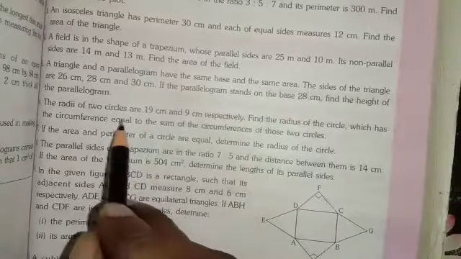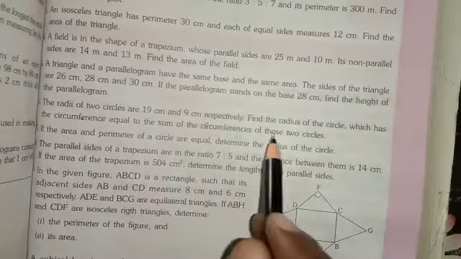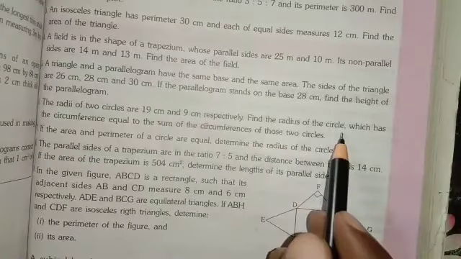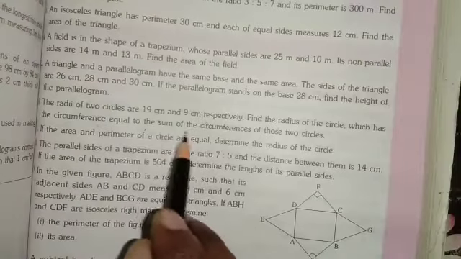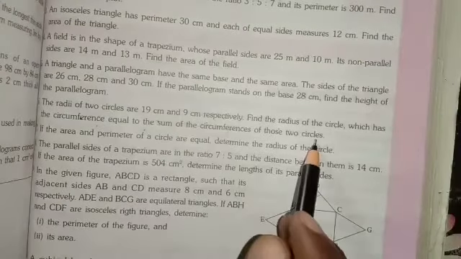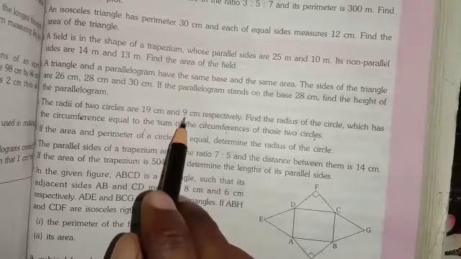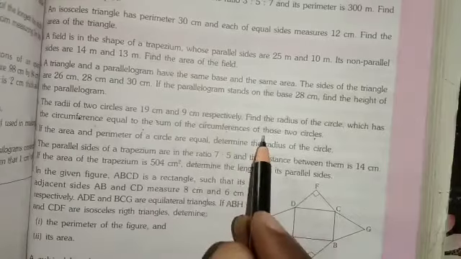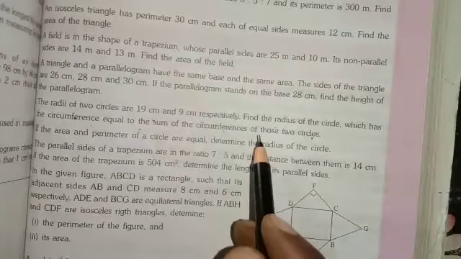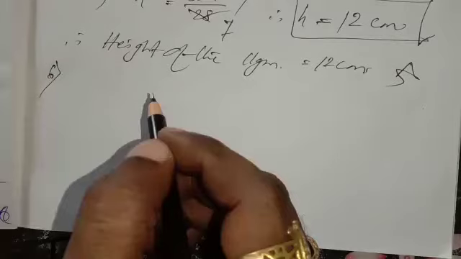The radii of two circles are 19 centimeter and 9 centimeter respectively. Find the radius of the circle which has the circumference equal to the sum of the circumference of the two circles. That means circumference of first circle, second circle you find, so look at, then circumference of the required circle will be 2 pi r. Let's see how to solve question number 6.